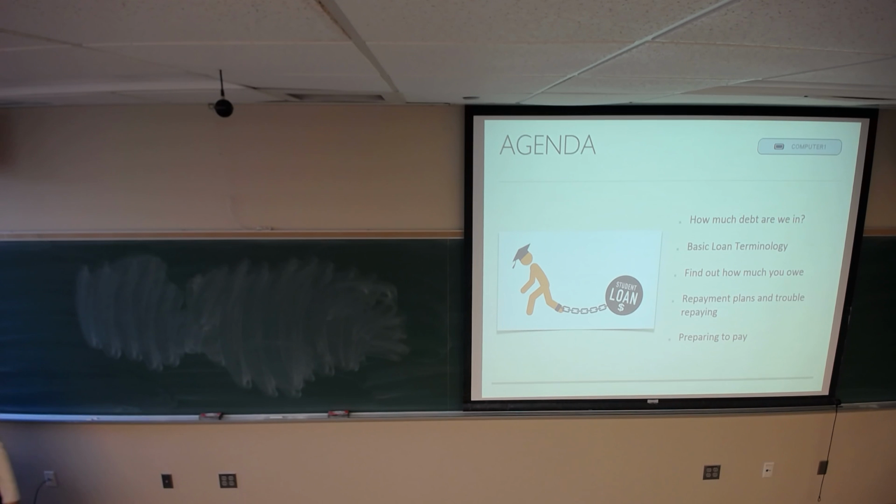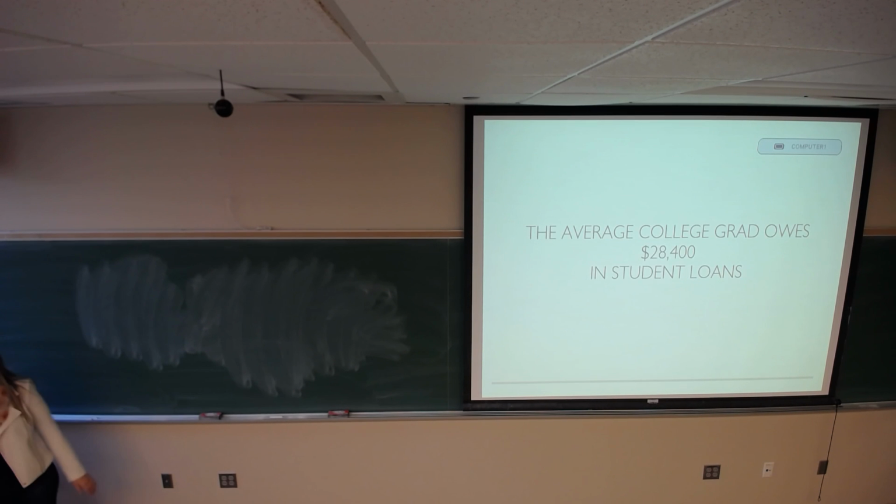So to start off, we're going to talk about how much debt we're actually in as college students. The average undergraduate student will graduate with $28,400 in student loans. This doesn't take into effect people who go to graduate school. This is also a mixture of private universities, state universities, and community colleges. That can be low or high. I thought it was kind of low personally, but basically we're in a lot of debt.